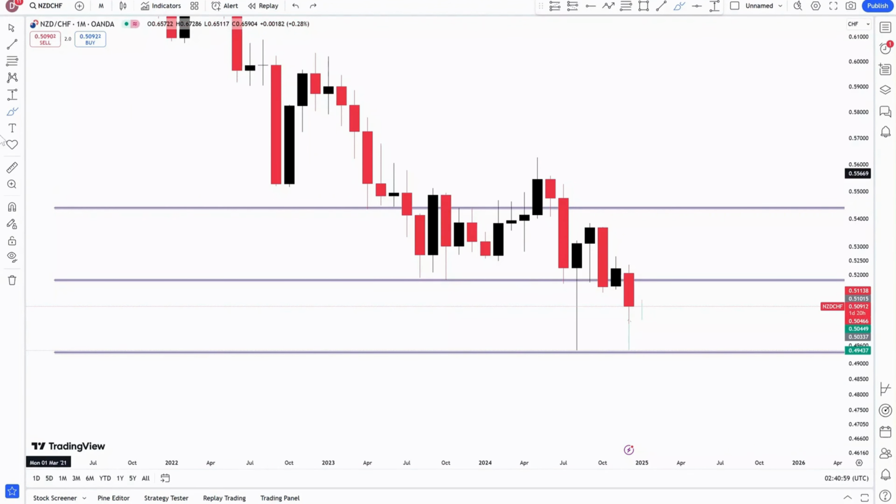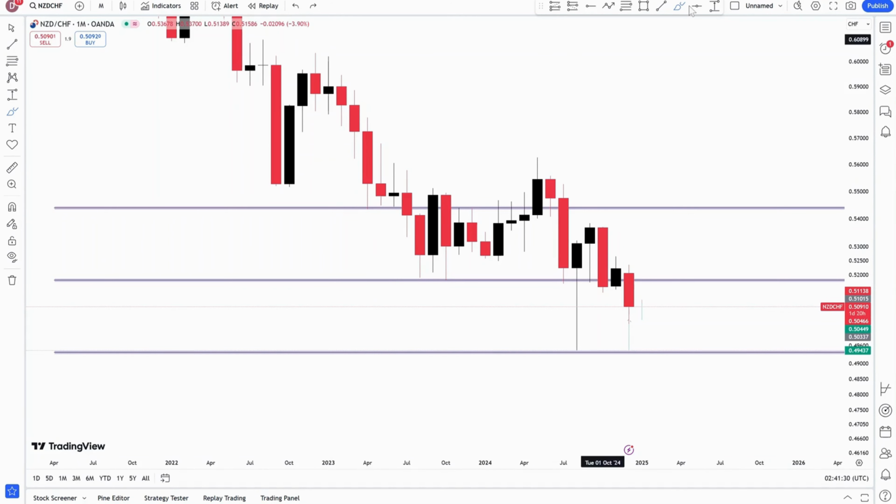So right now we are on NZD CHF and we want to see how we can enter into the market, because from what we are seeing here, NZD CHF is in a downtrend and it has been creating a series of lower lows and lower highs. So this zone we have here is our upper zone, this is our middle zone, and this is our lower zone on the monthly time frame.